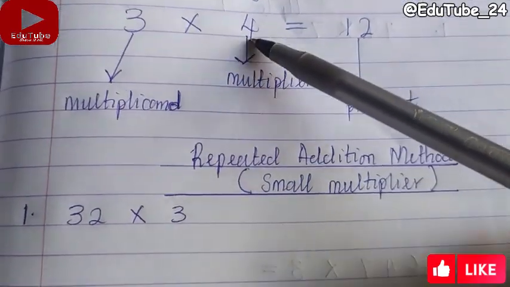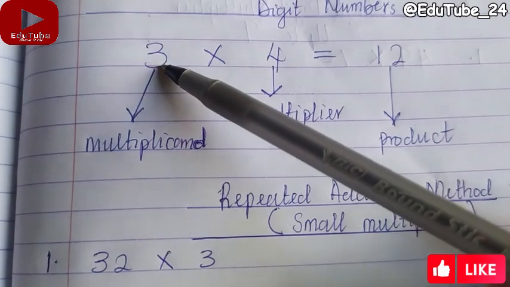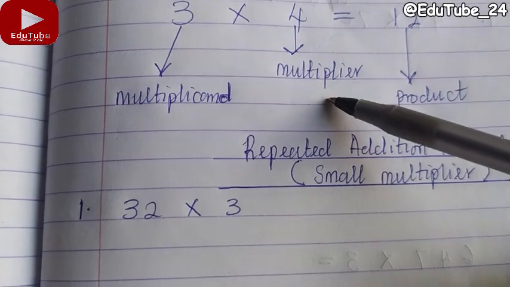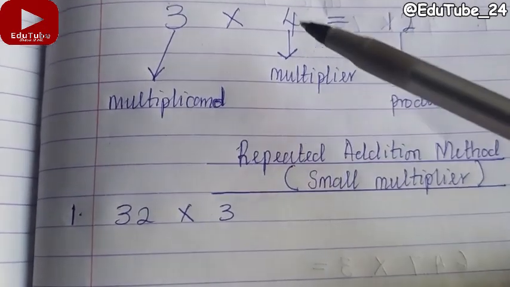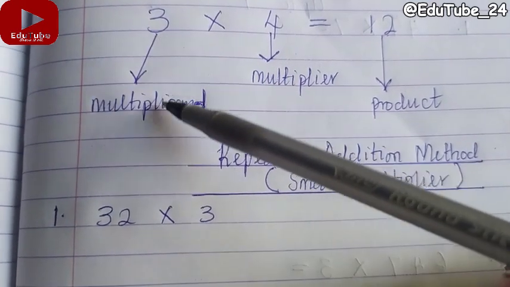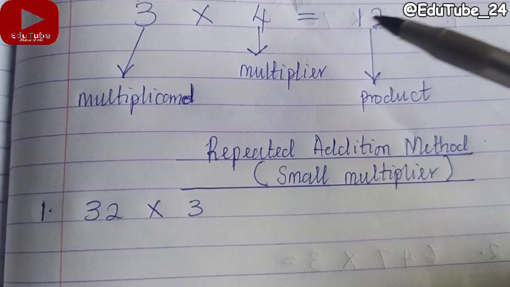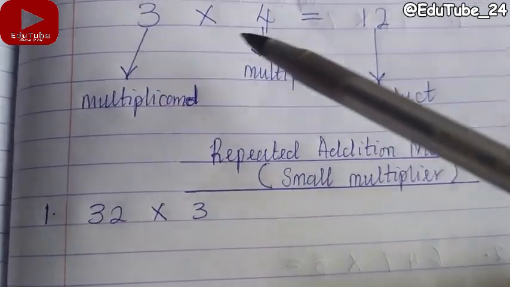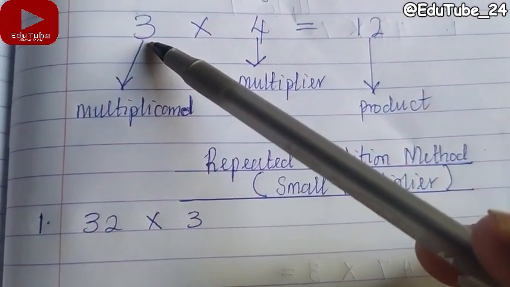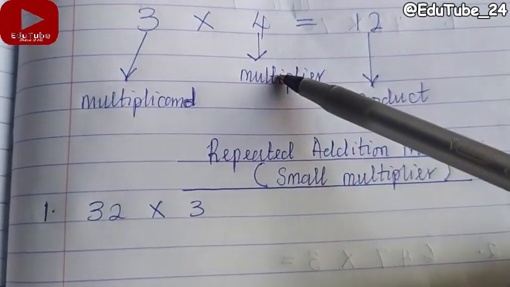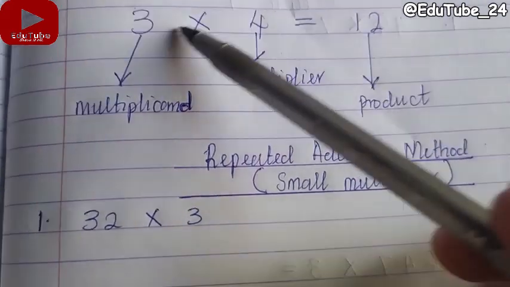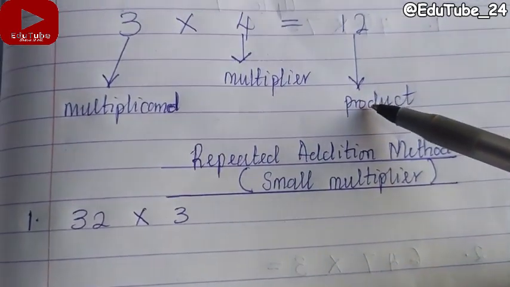And then we have times 4. So 4 is a number we are using to multiply 3. So such a number that we are using to multiply another number, we call such numbers multipliers. And the result of multiplying two numbers, which is the multiplicand and the multiplier, is called the product. So 3 here is the multiplicand, which is the number we want to multiply. 4 here is the multiplier, which is the number that we are using to multiply another number. And 12 here is the result of multiplying the two numbers, which is the product.